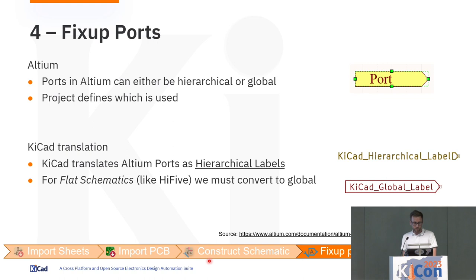And then the final step is, because this is a flat schematic, Altium has the concept of ports, but the ports can be either global connectivity throughout your whole design, or hierarchical connectivity where it's connected just to the sheet above it. So the Altium importer at the moment is making a decision and it's importing them as hierarchical labels, but because this is a flat schematic and we want to connect all the sheets together, we're going to need to convert all of these to global labels.